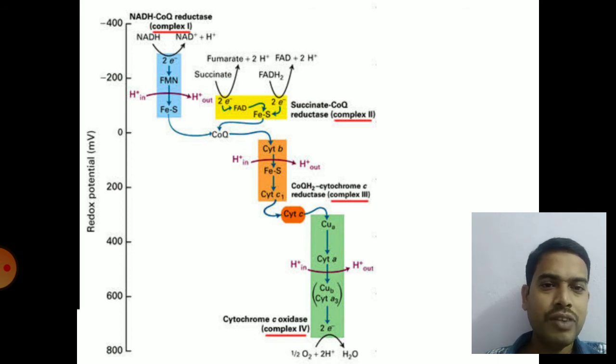So in general, it is from negative redox potentials to positive redox potentials. So this is how electrons and hydrogen atoms are transferred onto oxygen, finally converting it into a water molecule.